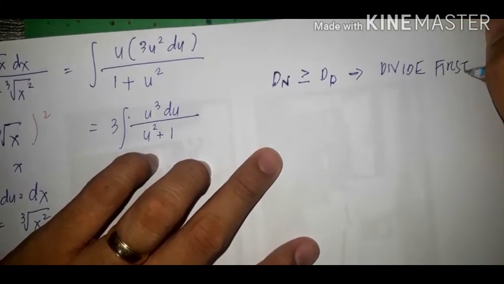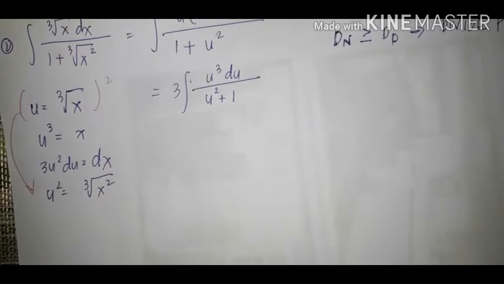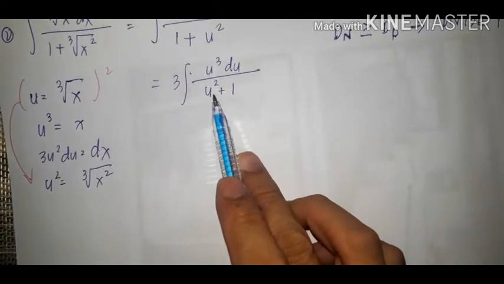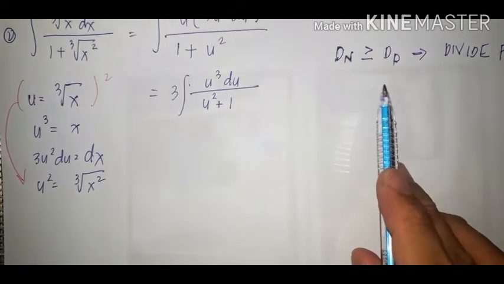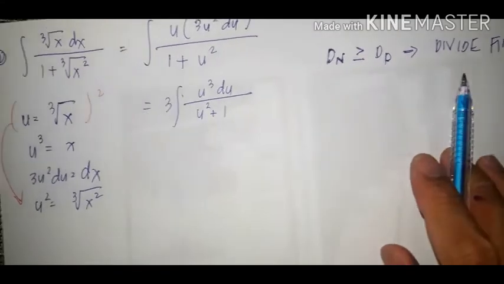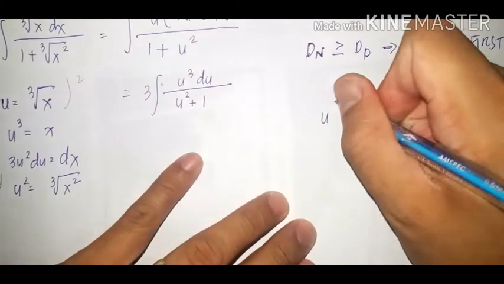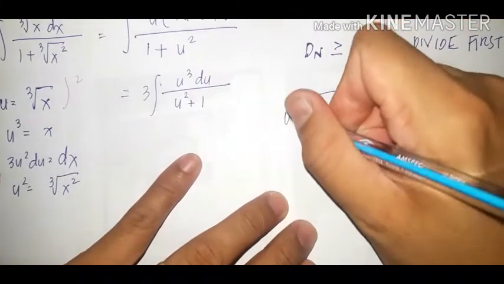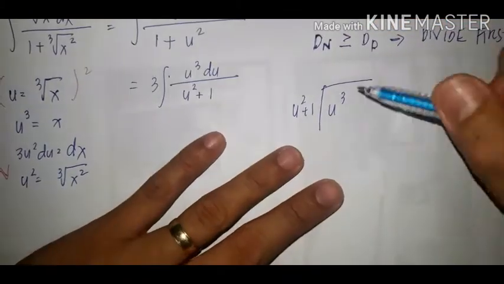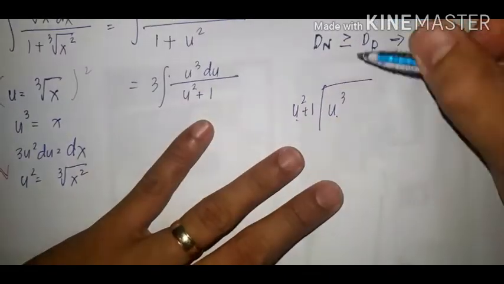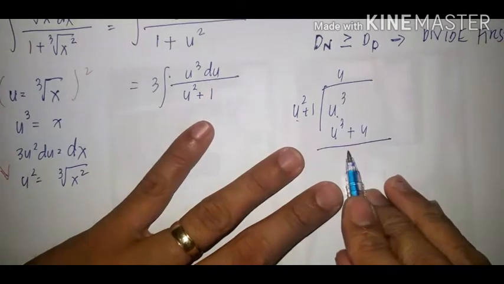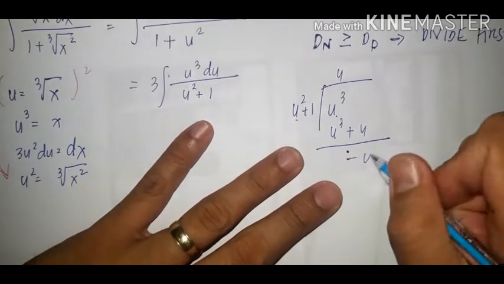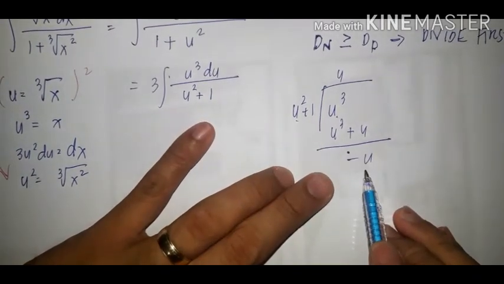Divide first. So, as you can see, ang degree ng numerator ko ay 3, ang degree ng denominator ko ay 2. So, the degree of the numerator is equal to or greater than the denominator, you have to divide first. So, in this case, obviously, magkakaroon tayo ng long division. U cube, u squared plus 1. So, u cube divided by u squared is u. This is u cube plus u. So, meron ako ritong negative u because you need to subtract.